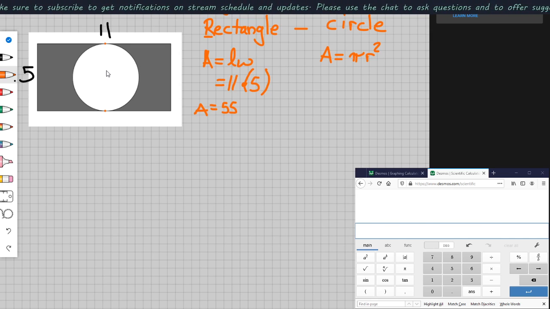So if we know the diameter, we can find our radius, which is half our diameter. So if our diameter is 5, then our radius is going to be half that, so 2.5. So we're going to end up using that again.